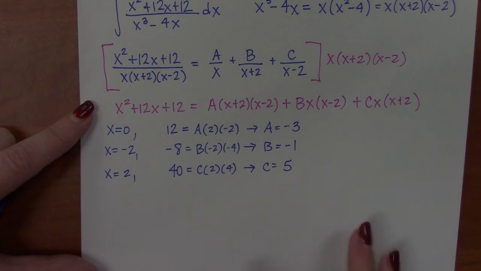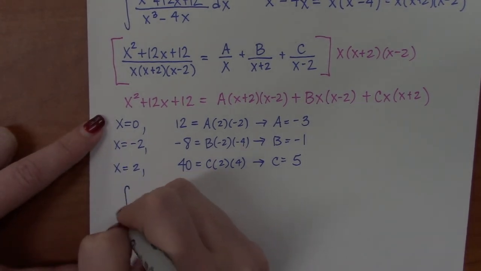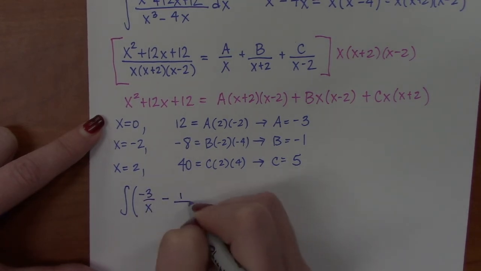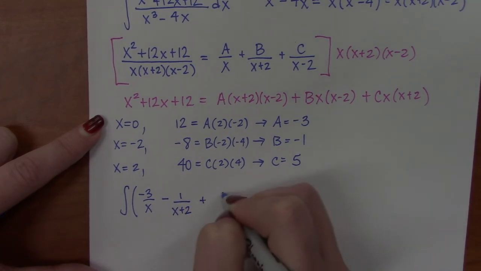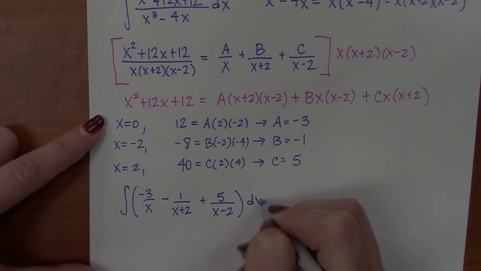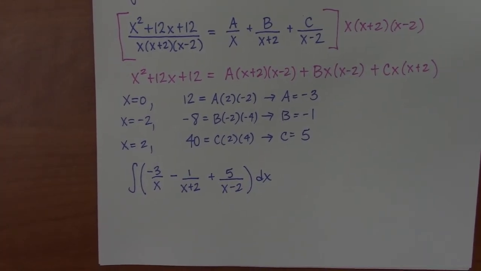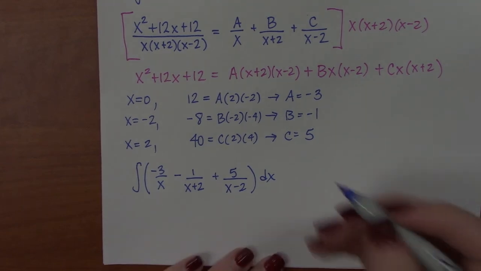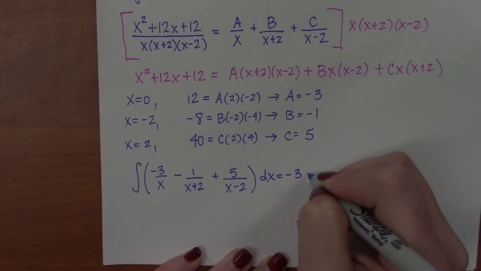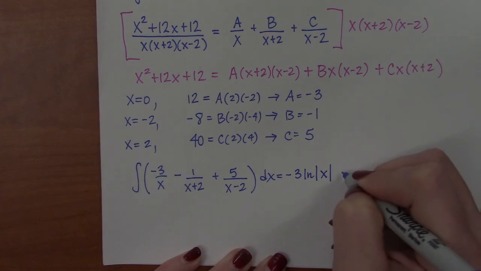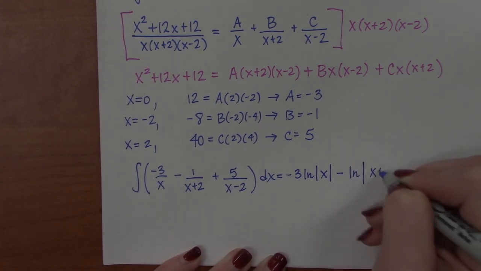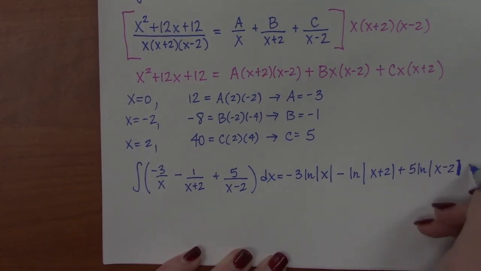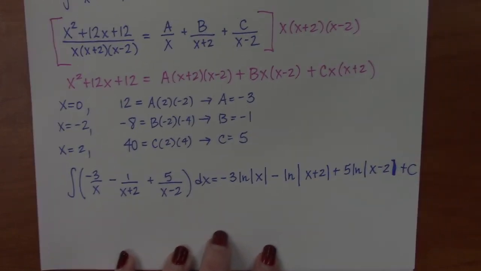All right, okay. So now that we've got our a, b, and c, your new integral is this. A was negative 3, so it's negative 3 over x, minus 1 over x plus 2, plus 5 over x minus 2. So integrating this is the same thing as integrating that big ugly fraction we started with. The negative 3 is a constant, so the antiderivative of 1 over x is the natural log of x. Then I'll have minus the natural log of x plus 2, plus 5 times the natural log of x minus 2, plus c.